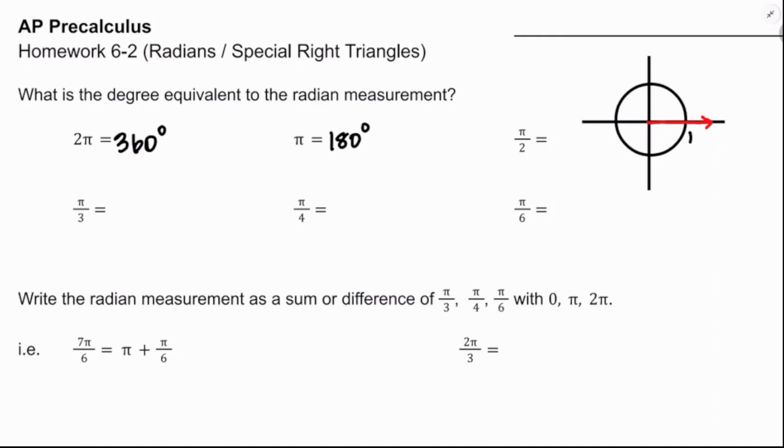Pi over 2, I'd divide that again. That would be 90 degrees. Okay, pi over 3, well, I'd take that pi and divide it by 3. 180 divided by 3, that's going to be 60 degrees. Pi divided by 4, that's half of pi over 2. Half of 90 is going to be 45 degrees, and pi over 6 is half of pi over 3, so half of 60 is 30.